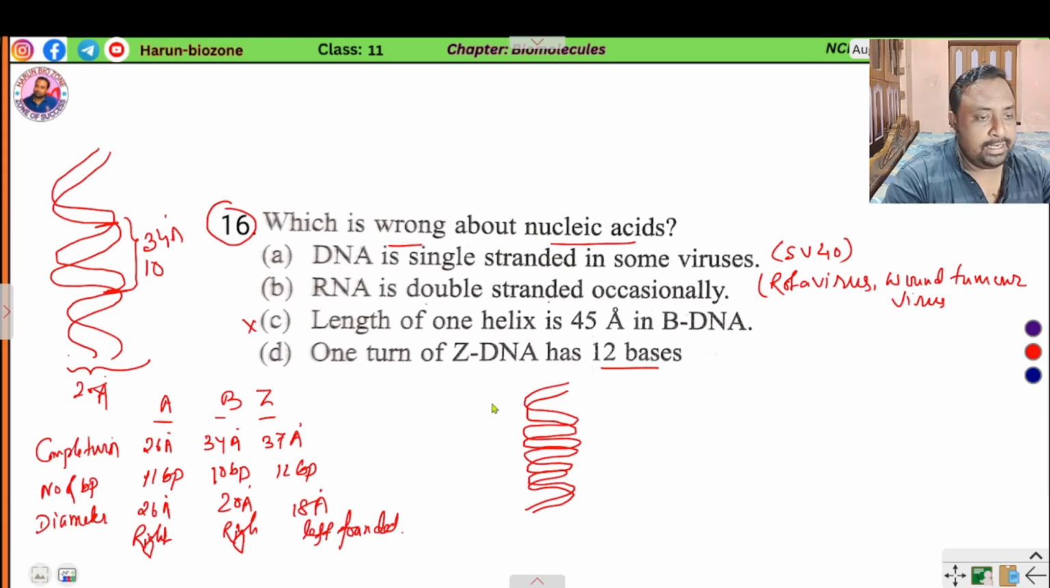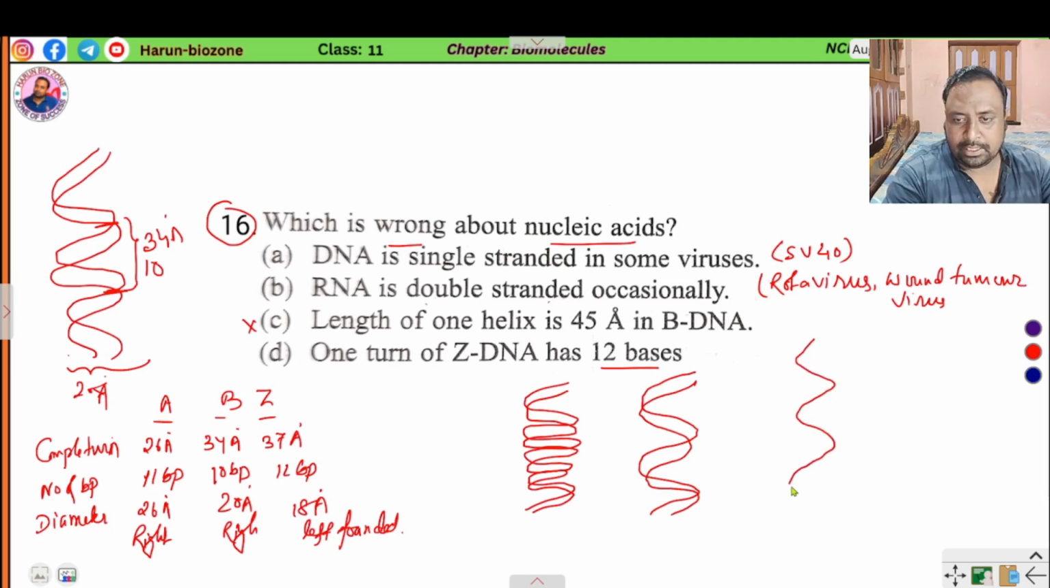So this is A-DNA, this is B-DNA, and this is Z-DNA. Clear? So here the wrong statement about nucleic acid is C.